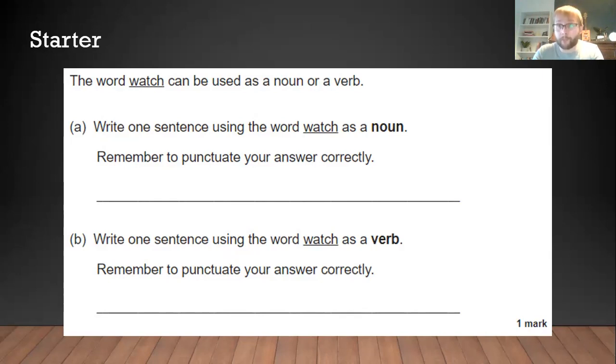So you need to think, what is a noun? What is a verb? How do I use watch in two different ways to have two different meanings? One as a verb, one as a noun. So have a think about that. Write out your sentences, then replay the video, and I'll show you two sentences you could have used and explain to you the ways in which you needed to use that word watch. Speak to you in a second.